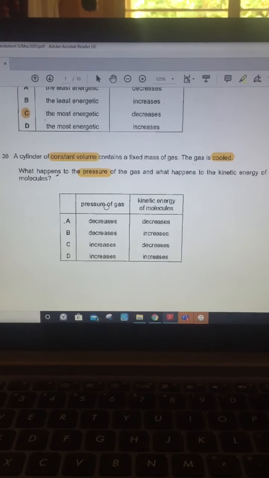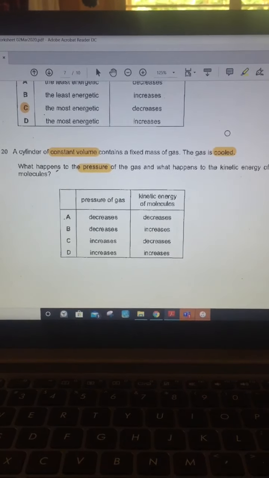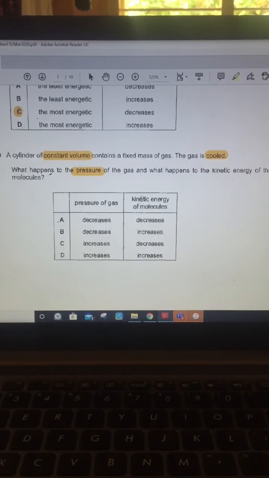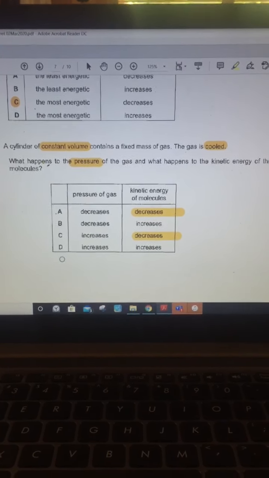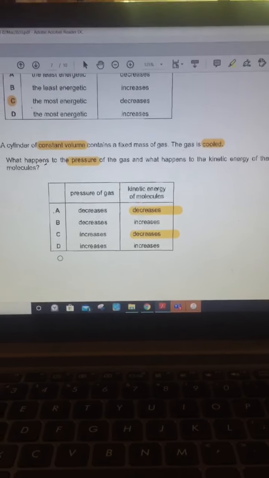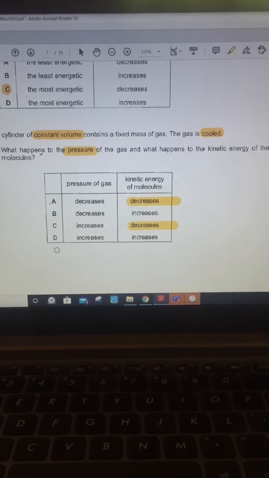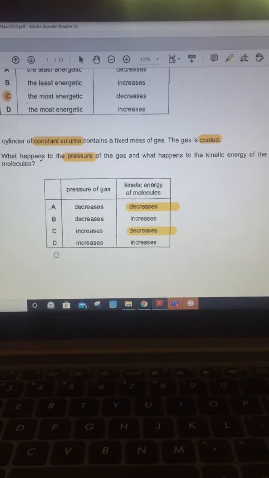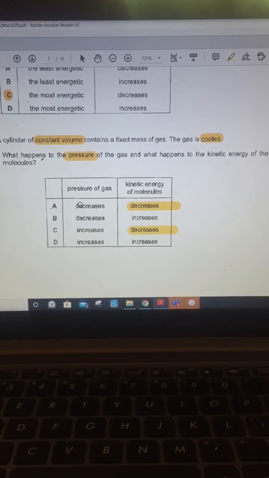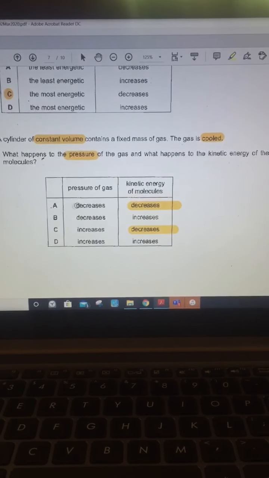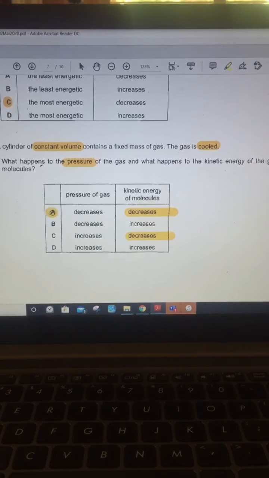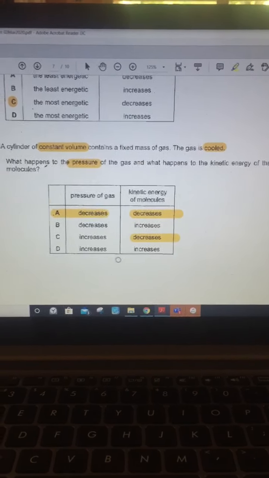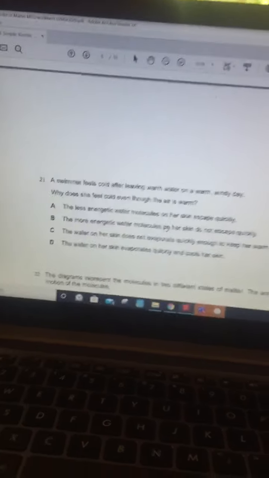So it's cooled, temperature decreases, kinetic energy of the molecules decreases. That takes off the answers B and D, and that leaves us with A and C. Again, pressure: the molecules are moving slowly, so fewer collisions per unit time. So again, pressure also decreases. Answer A. Question number 21.